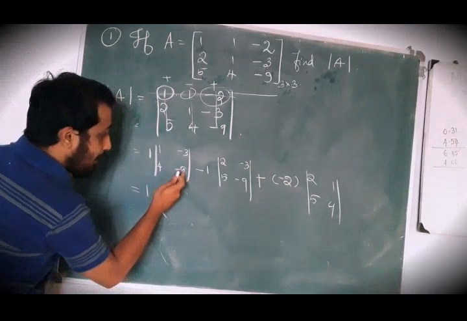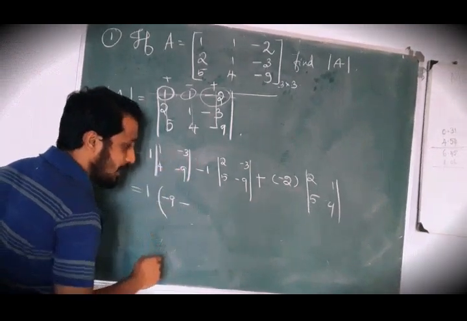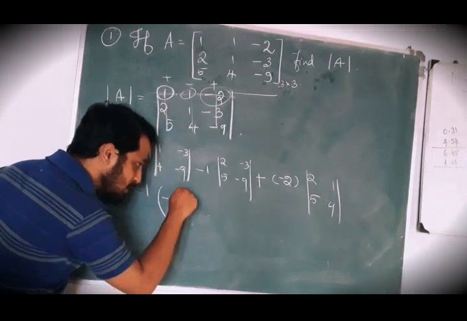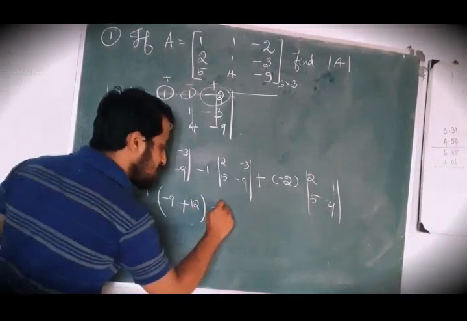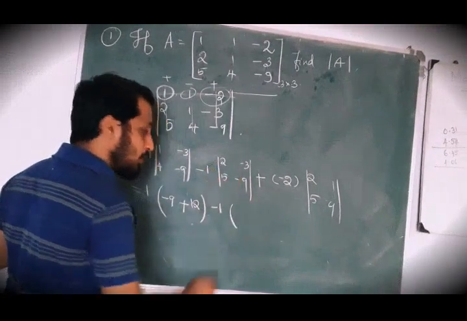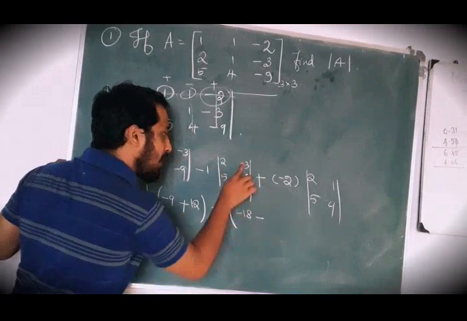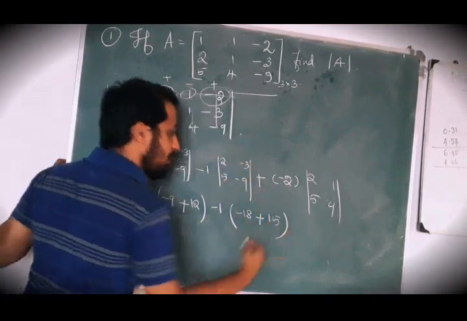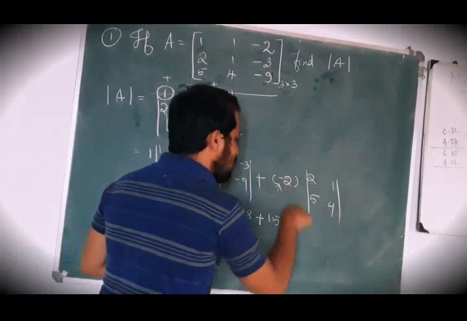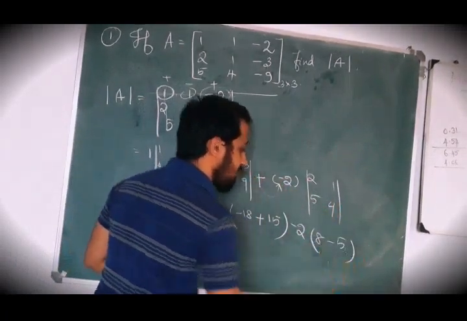1 into: minus 9 into 1, minus 9; minus 4 into minus 3, minus 12, so minus into minus is plus, so plus 12. Now, minus 1 into: minus 9 into 2, minus 18; minus 5 into 3, 15, minus into minus will become plus, so 15. Plus into minus is what? Minus 2 into: 4 2s are 8, 8 minus 5.